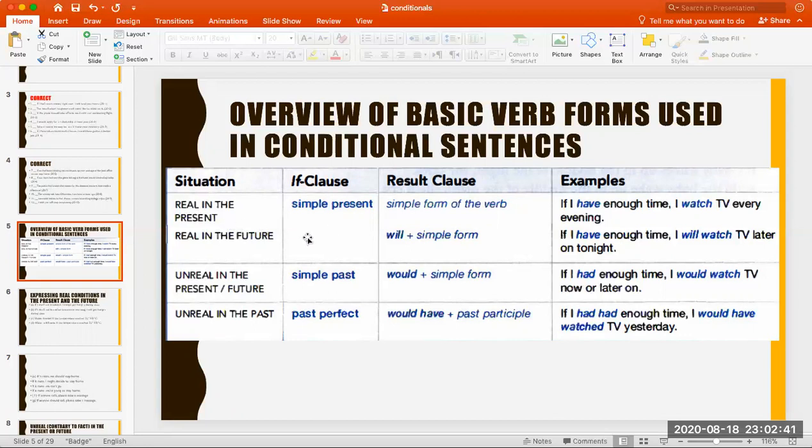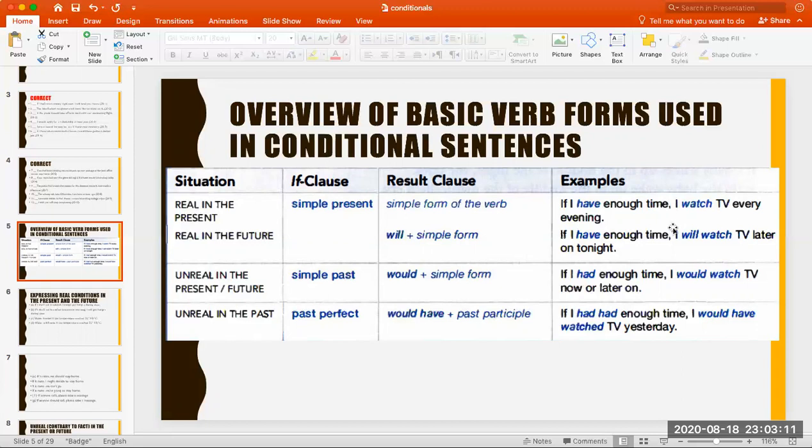The first thing is rule number one. When we speak about the real present or real future, we use the simple present in the if clause, the first part, and we use will or can or may or shall in the second part, the main clause, the result clause. So will plus a simple form of the verb. Example, if I have enough time, I watch TV every evening.